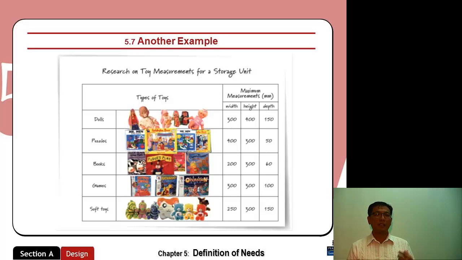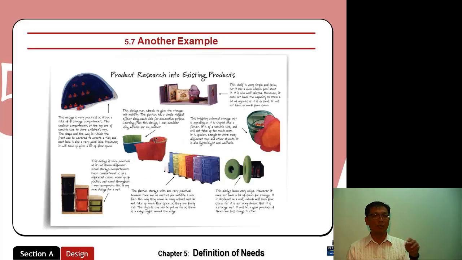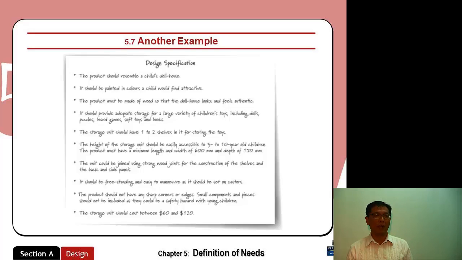Alright, this is what I call an image board of the product research of the existing products. You need to have the picture, you need to have a little unpacking of annotations to describe what this picture is all about. And at the end of the day, there has to be a summary point of what all this information you get, what you're going to do, what is your conclusion from there. Design specifications.